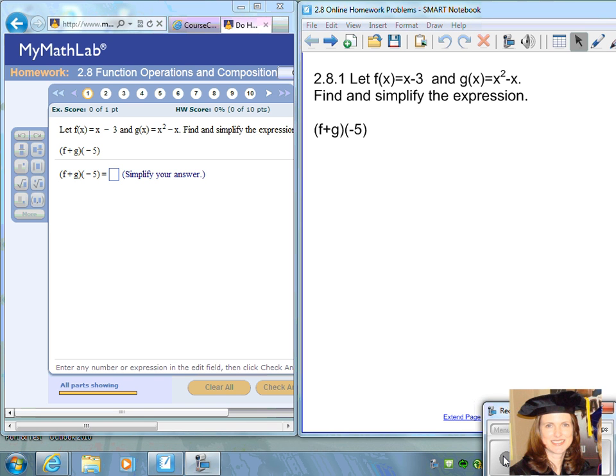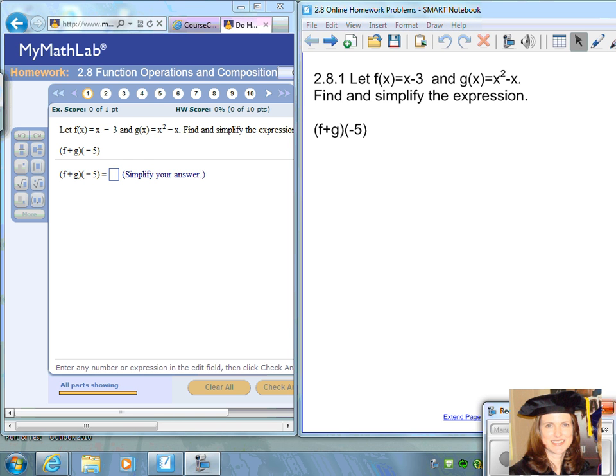Let's begin section 2.8, function operations and composition. First question gives us f of x, which is x minus 3, and g of x, which is x squared minus x. And we want to find and simplify the expression f plus g, in parentheses, negative 5. There are a couple ways of doing this.